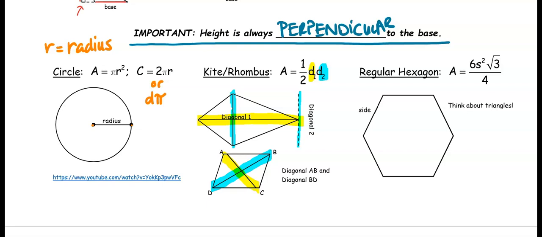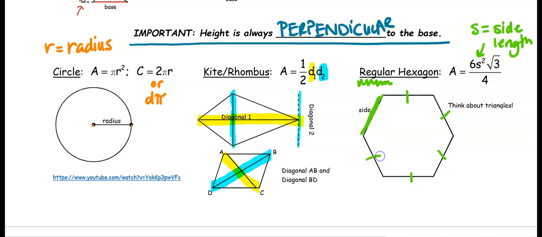And then our last shape is our regular hexagon. There are a lot of different things about a hexagon, and there are different formulas. This one only works for regular hexagons. And the key here is that S is going to stand for your side length. Now, because it's a regular hexagon, all of these sides are going to be the same.